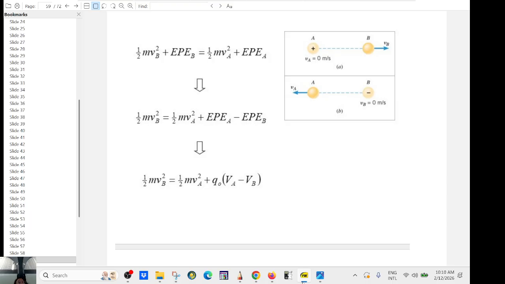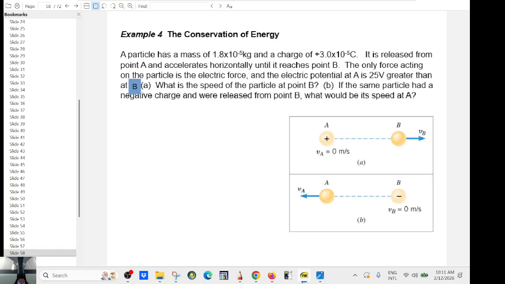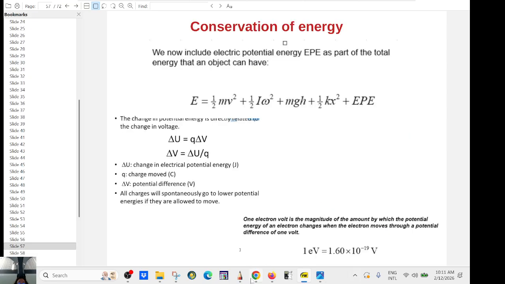Wait, I'm still confused on the kinetic energy part. Can you do the math for that part again, please? So the kinetic energy.